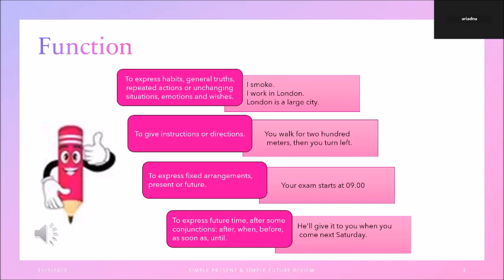To give instructions or directions. You walk for 200 meters, then you turn left. To express fixed arrangements, present or future. Your exam starts at 9. To express future time, after some conjunctions as, after, when, before, as soon as, until. For example, he'll give it to you when you come next Saturday.